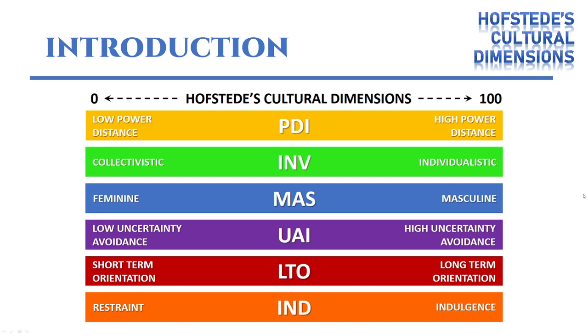The first one is power distance, PDI. Second, individualistic versus collectivistic. Third, masculinity versus femininity. Fourth, uncertainty avoidance index, UAI. Fifth, long-term orientation versus short-term orientation, LTO. And finally, the 6th dimension is indulgence versus restraint.